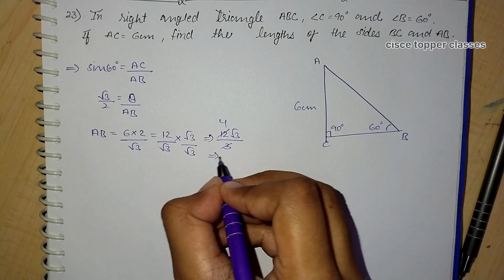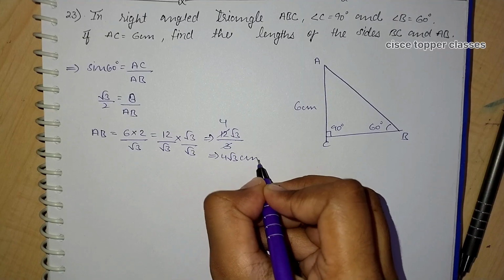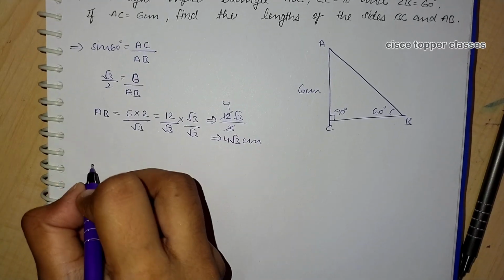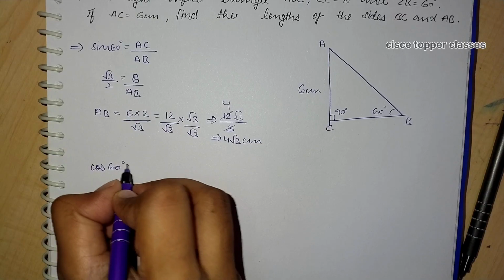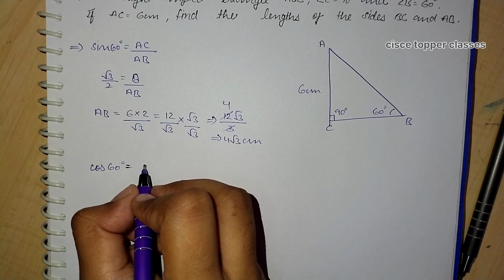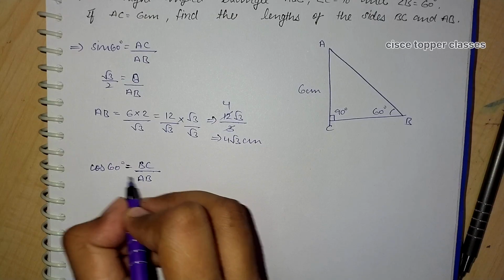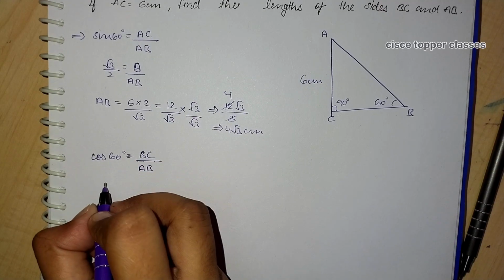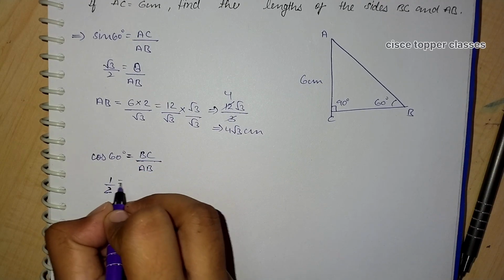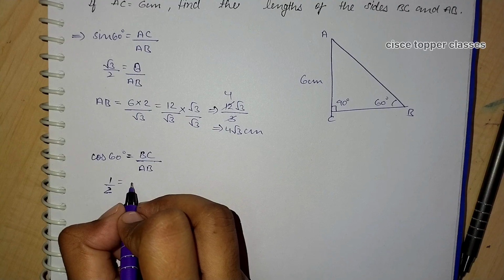This will be cancelled out, and 4 under root 3 centimeter is the value of AB. Now cos 60 degree we can write as base by hypotenuse. So base is BC divided by AB. Cos 60 degree will be, we can write 1 by 2 here, equal to BC by AB.